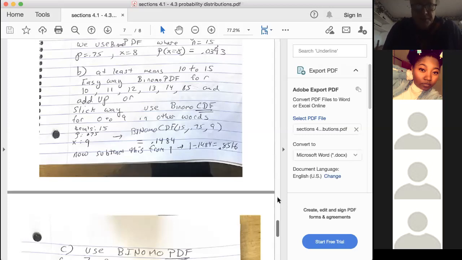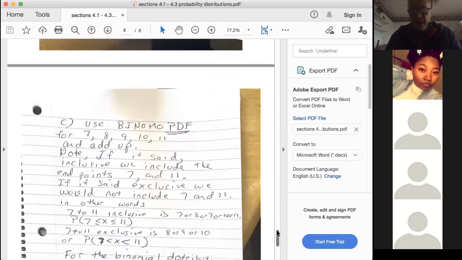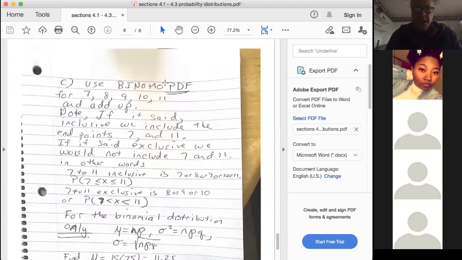15 trials, 0.75 for P and 9 for X, and we should get 0.1484. Then we're going to subtract that from 1 because that's the opposite of what we wanted, and that should give us 0.8516. So either way, you could do one at a time, add them up, or you could do that fancy way. It doesn't matter how you get the answer. Just get it. And then the last one, between 7 and 11 inclusive.